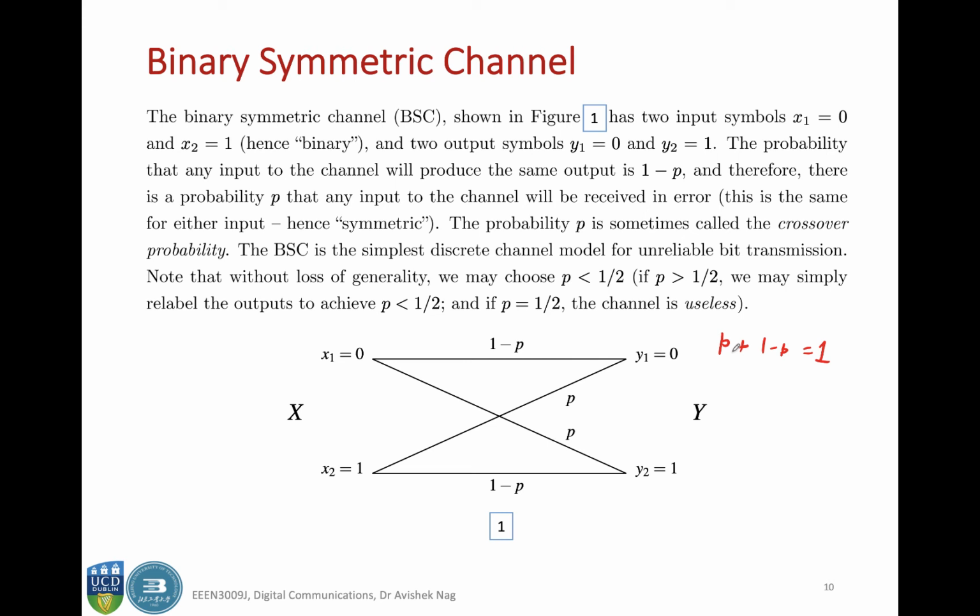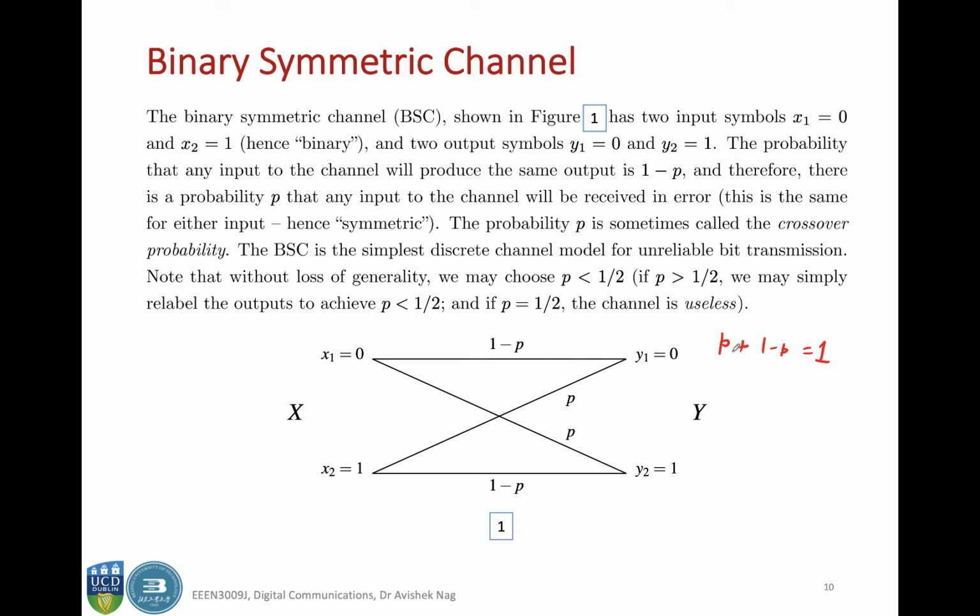But if your p is exactly half, then the channel is of no value, the channel is useless, because then at the receiver, if you receive a 0, you cannot make a decision about what was transmitted.